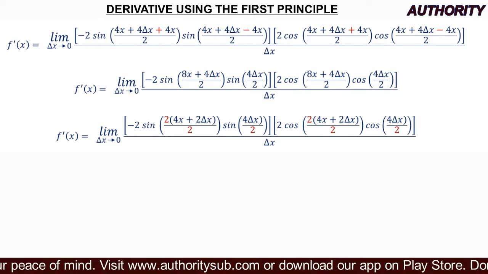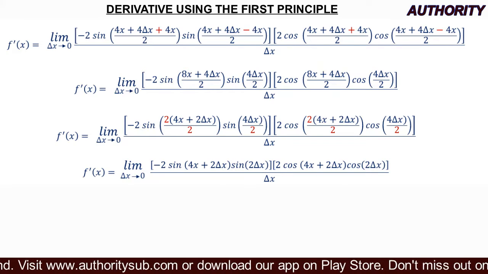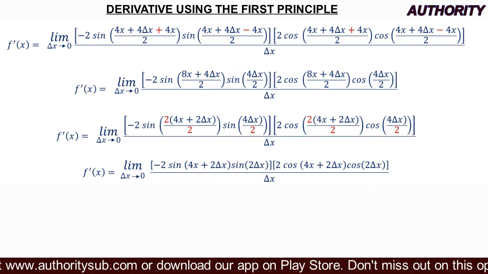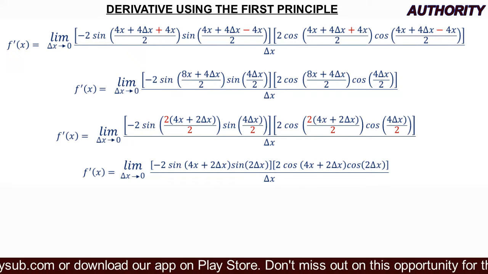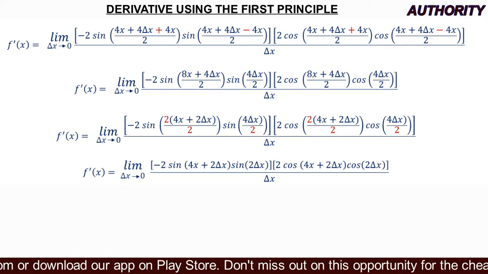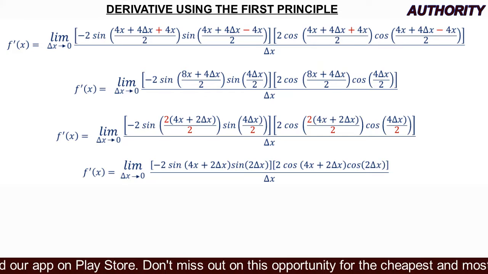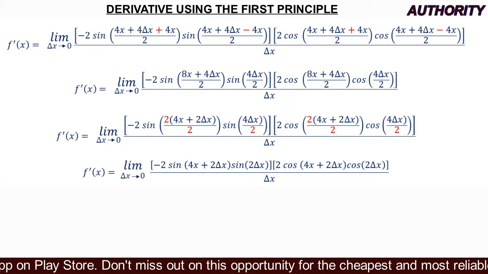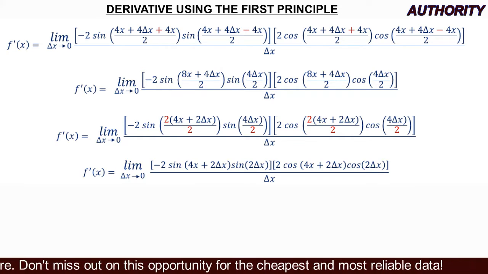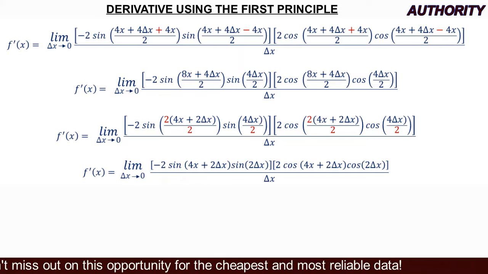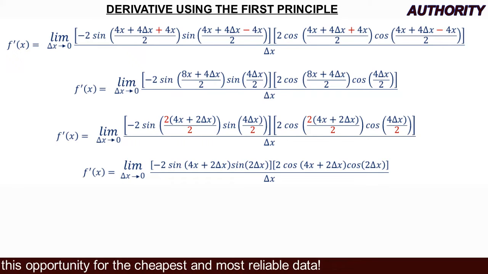Okay, now let's divide. Here we're having 2 in the numerator and 2 in the denominator. They will cancel out. And here we're having 4 change in x all over 2. 4 divided by 2 is going to give you 2 change in x. And then also the other one. So after simplifying, look at what we have here. We have f prime of x is equal to the limit as change in x approaches 0 of minus 2 sine of (4x plus 2 change in x) multiplied by sine of 2 change in x, multiplied by 2 cos of (4x plus 2 change in x) multiplied by cos of 2 change in x. Hello, are we together? Yes.